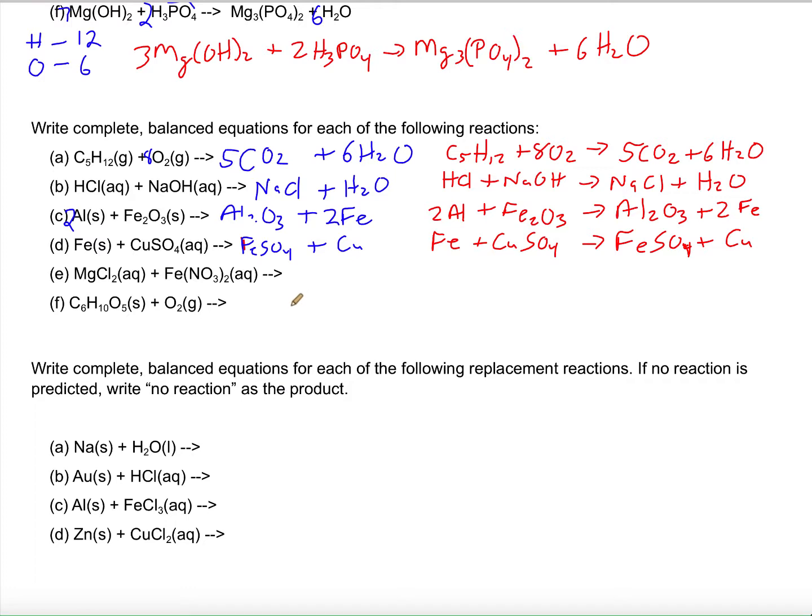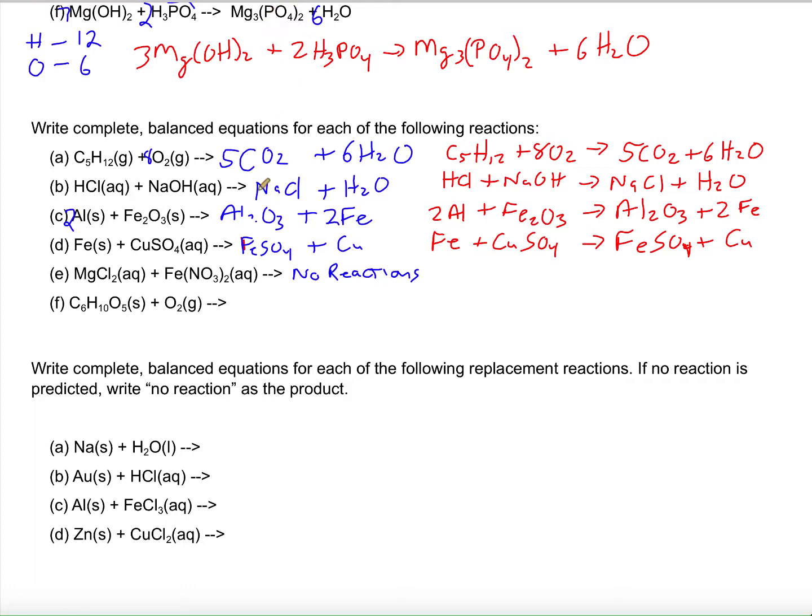This one would actually give us no reaction, because both compounds are soluble, so there's nothing to balance there.